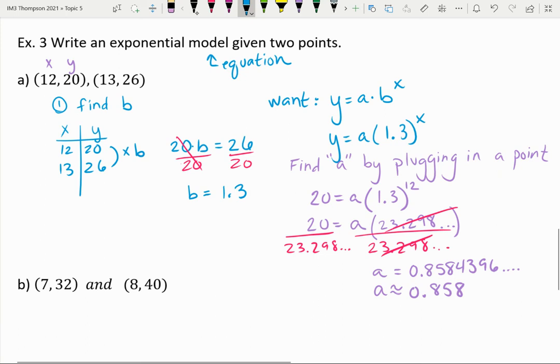So my goal was to write this exponential equation. So my A is about 0.858. We found B is 1.3 to the power of X.